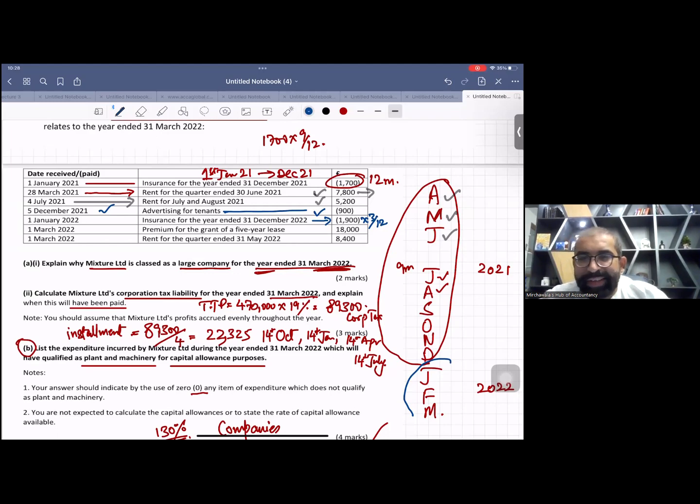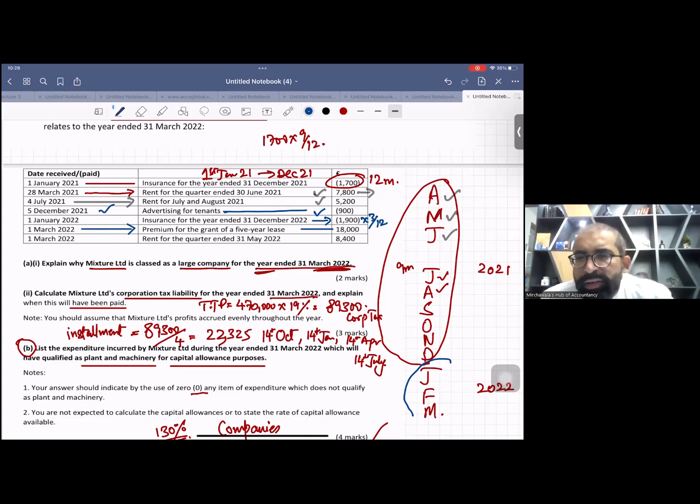Now, one interesting thing after a long time. On 1st March 2022, see this date lies in our accounting period. We received the premium, 18,000. Now, this is for individuals and companies both. Listen to my voice. Premium is always taxed on receipt basis. Yes, it is taxed on receipt basis for companies and individuals both.